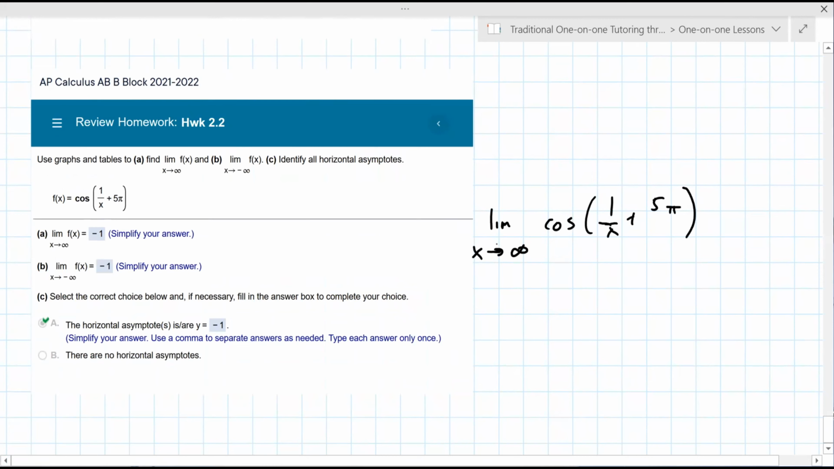So what's the very first thing you do when you take a limit? What's the very first strategy? Try plugging in. Right. So how do you plug infinity in for a value? Well, you have to figure out what happens when you put that number in. What is one over a really giant number? A small number. It's essentially zero. So this equals the cosine of zero plus 5 pi, because this part is zero, or approximately zero. So this becomes the cosine of 5 pi.